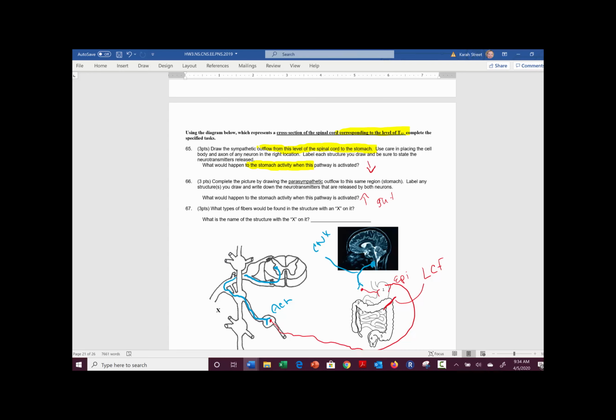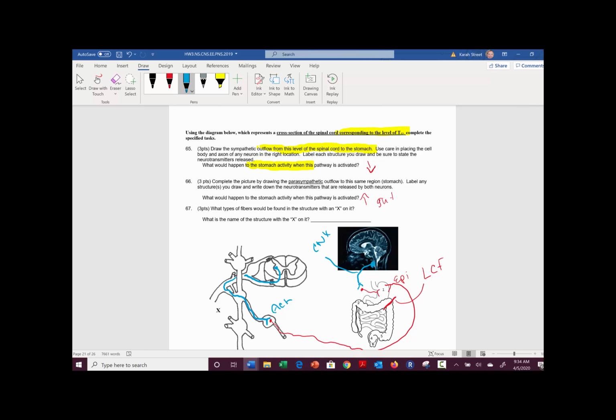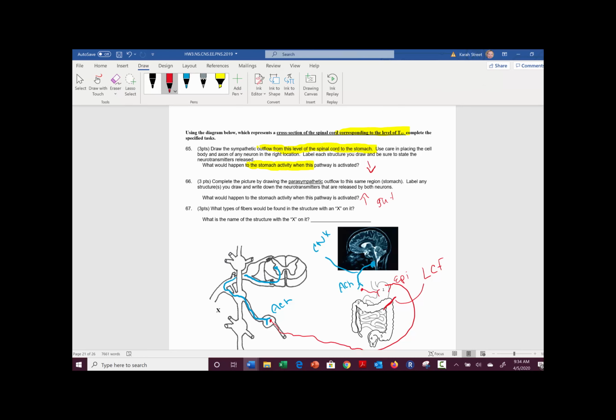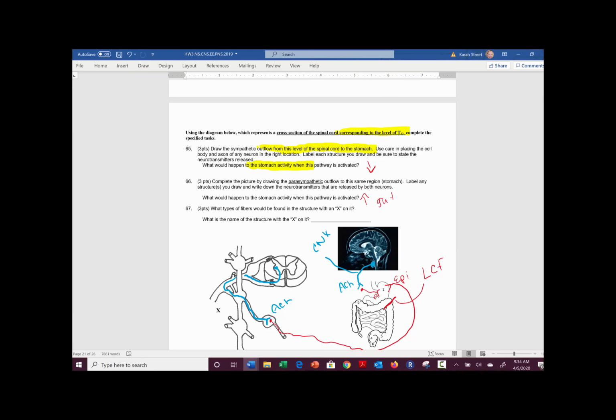What neurotransmitters would be released? Because we're asked that. ACH from the first one, and also ACH from the second.